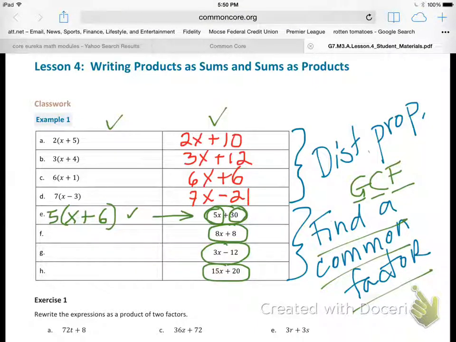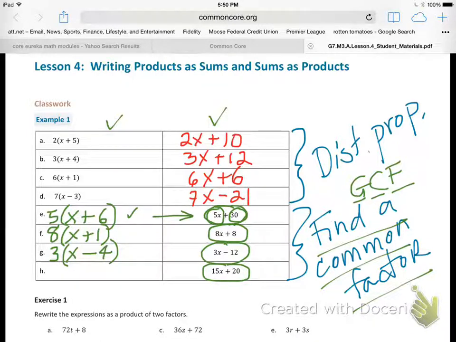All right, 8x plus 8. Very easy to see that 8 is your greatest common factor there. Then we need x, because 8 times x is 8x, and then plus 1, because 8 times 1 is 8. Okay, 3x minus 12, we have 3 as our greatest common factor. Then 3 times x is 3x. We have a minus sign now, so 3 times 4 is 12.